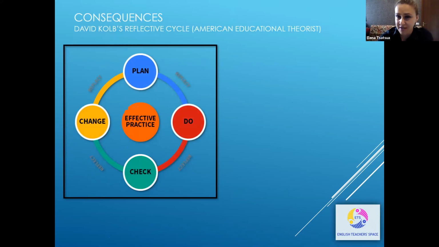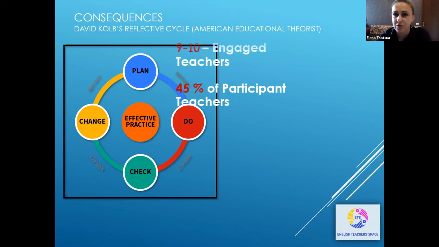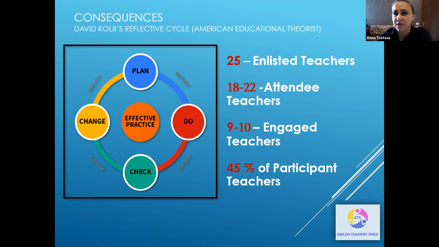Well, as for the consequences, I will just share a general overview. From the beginning, there were 25 teachers who attended our sharing meetings monthly. I have to mention that these sharing meetings were held for 8 months. It was an 8 months project. But regularly there were only 18 to 22 teachers attending, and out of those, there were only 9 or 10 teachers who were engaged all the time. By engagement I mean that they followed all these 4 steps.